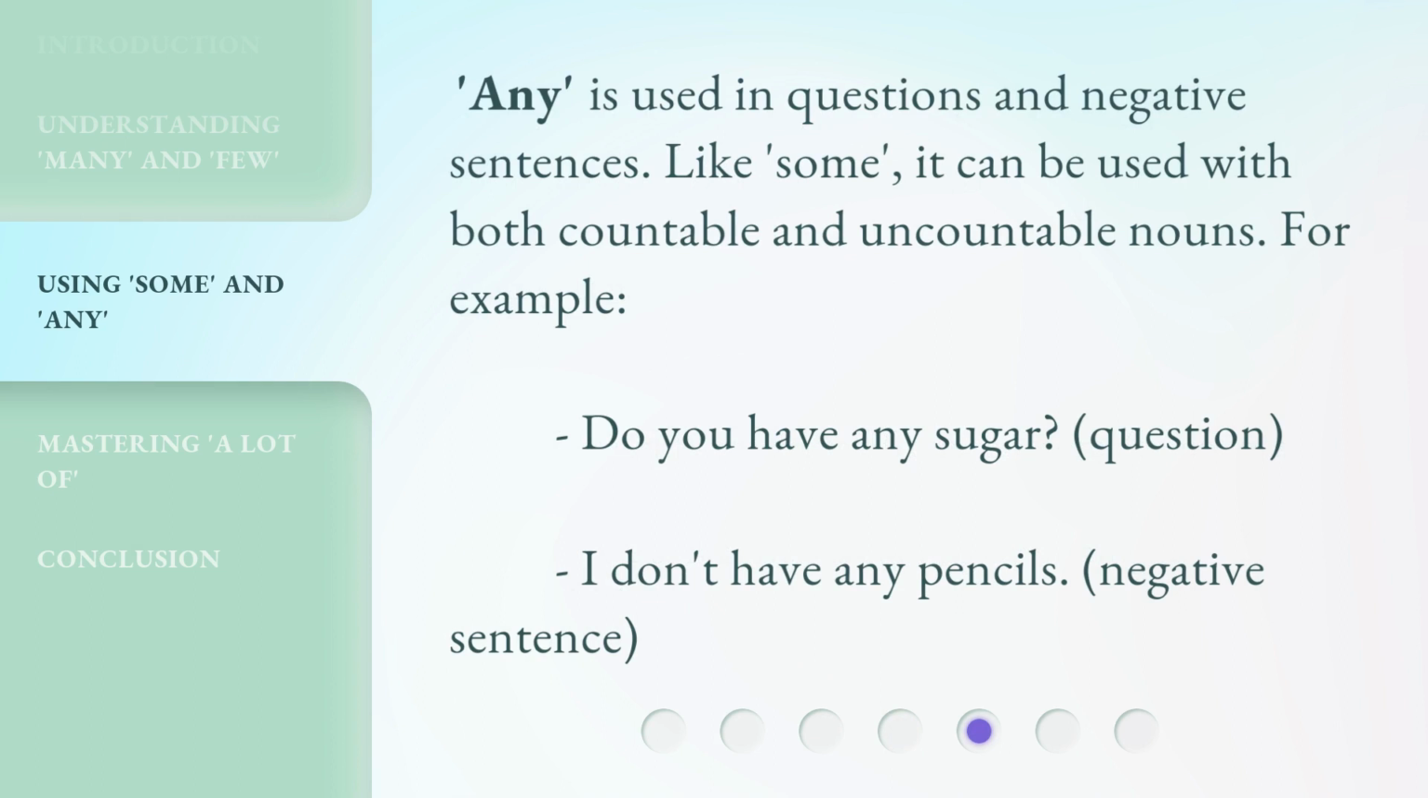Any is used in questions and negative sentences. Like some, it can be used with both countable and uncountable nouns. For example, do you have any sugar? Question. I don't have any pencils. Negative sentence.